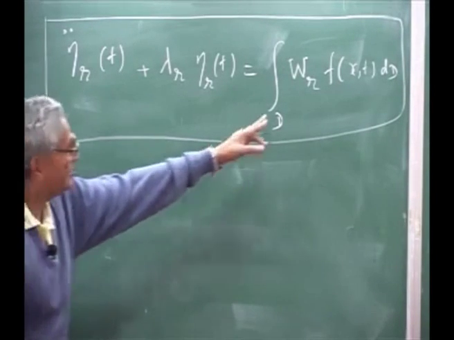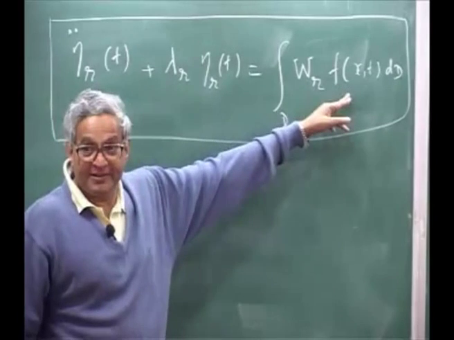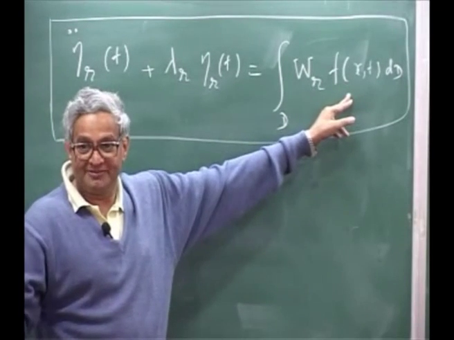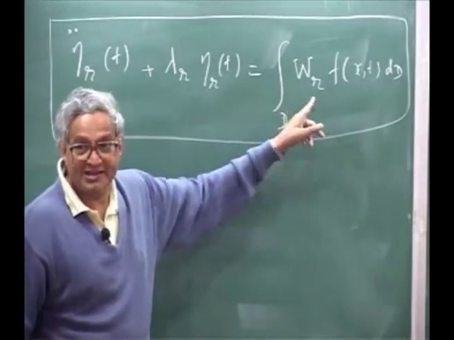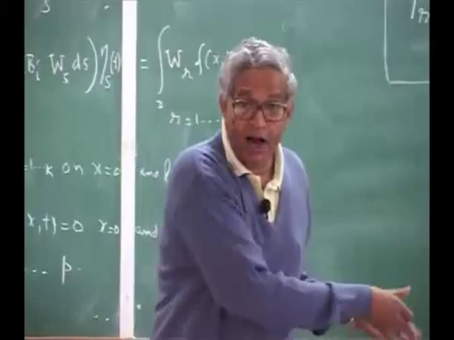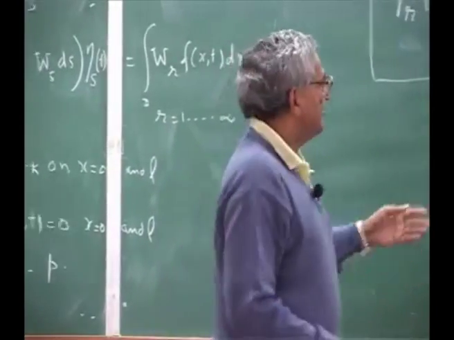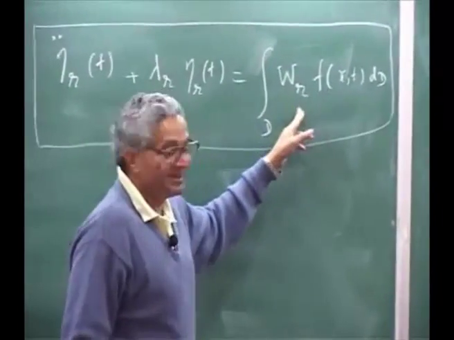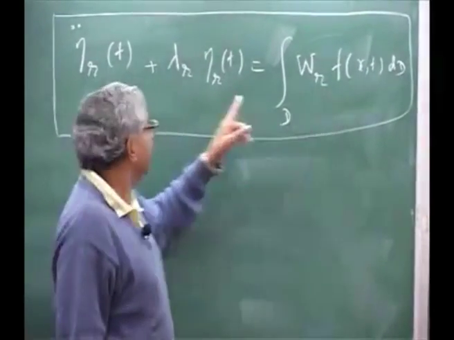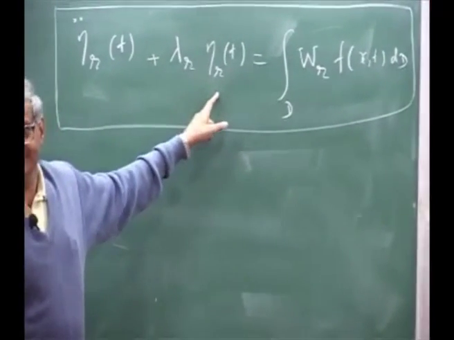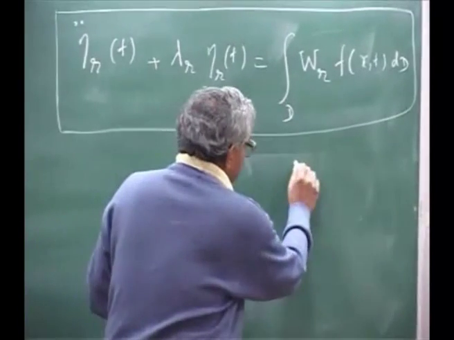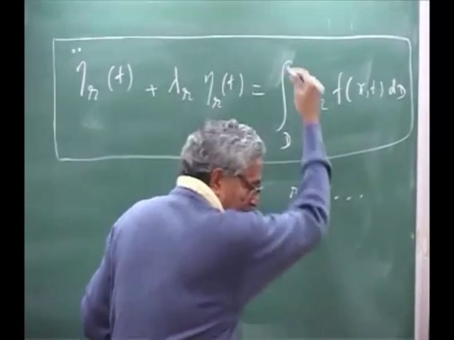And these are my, please note, f of x comma t is my external loading. WR is the shape function or eigenfunction in the R-th mode. Multiply that, that is the generalized force for the R-th mode shape. So you have R running again from 1 to keep on going, so many equations.